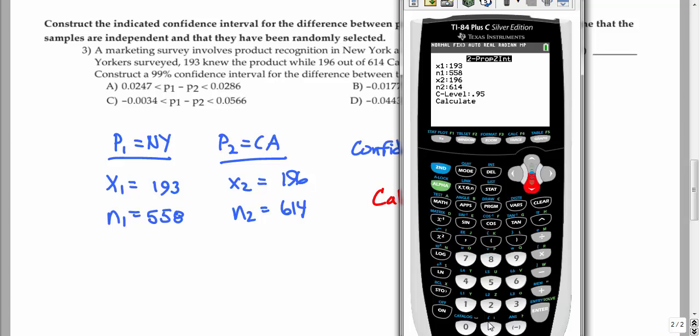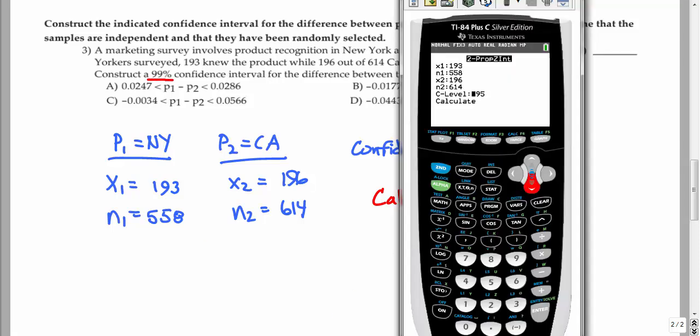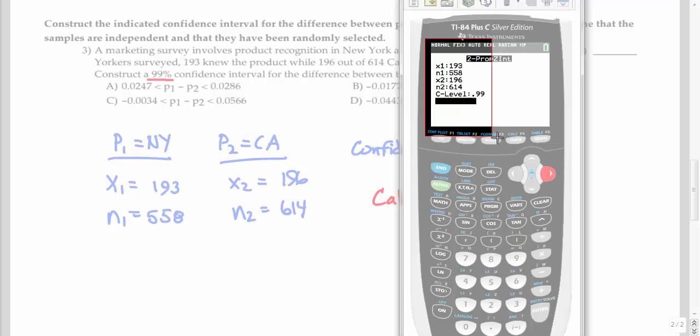Don't forget to change your level of confidence. It's always in there by default to whatever you used for your last problem, but remember this one's a 99% level of confidence. So we need to change that to 0.99. And we'll go ahead and calculate. Let's get a screenshot of this first.